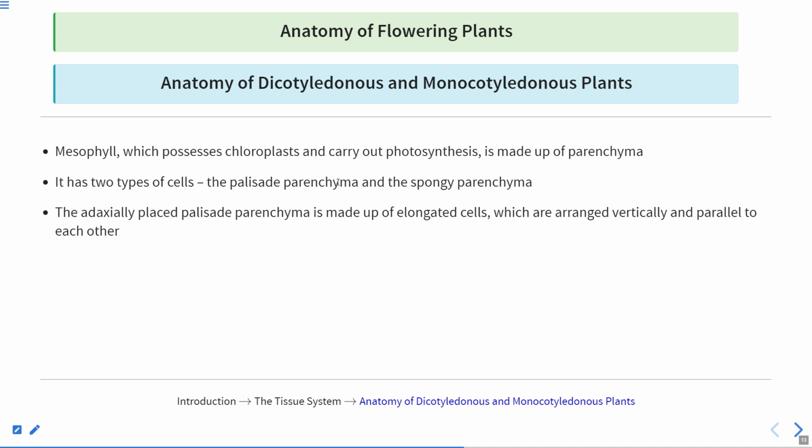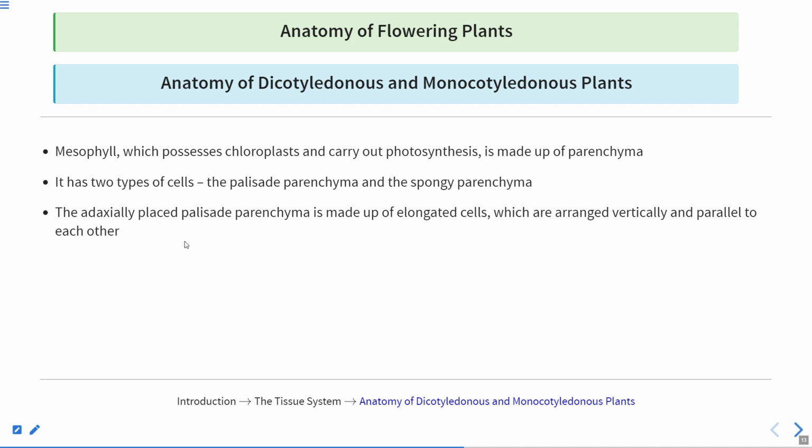parenchyma cells are there. The palisade parenchyma is made up of elongated cells. The cells of the palisade parenchyma are elongated in shape, arranged vertically and parallel to each other. They are vertically placed, and no intercellular spaces are present in between the palisade parenchyma.